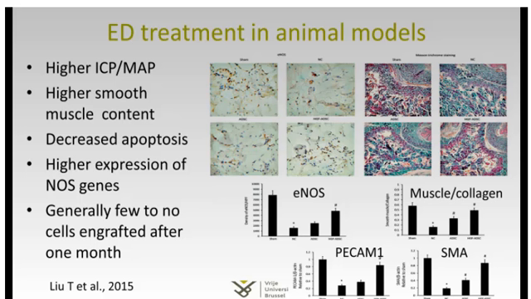And it seems that also the modification with the hepatocyte growth factor yields a better production of muscle, and the ratio muscle to collagen is better. They also normally detect a decrease in apoptosis and a higher expression of the nitric oxide synthase genes. So as you can see here, the endothelial nitric oxide synthase is highly expressed relative to the negative control.